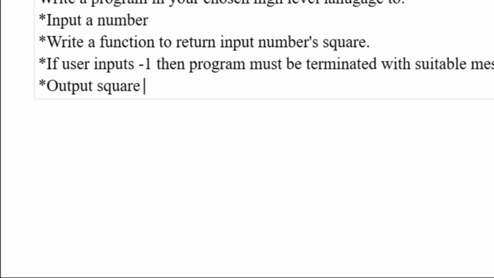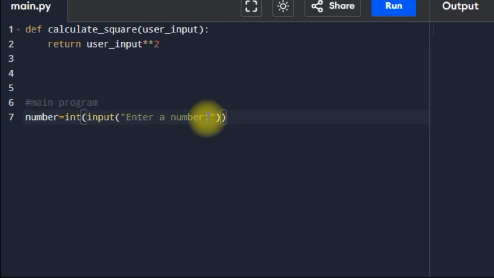It says if user inputs -1, then the program must be terminated. Okay, so I have to mention here: enter a number to calculate square, or input -1 to quit, or you may write to exit. It's up to you.